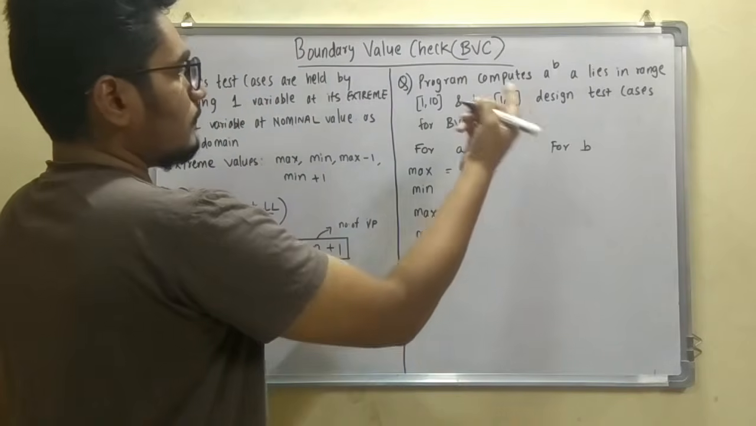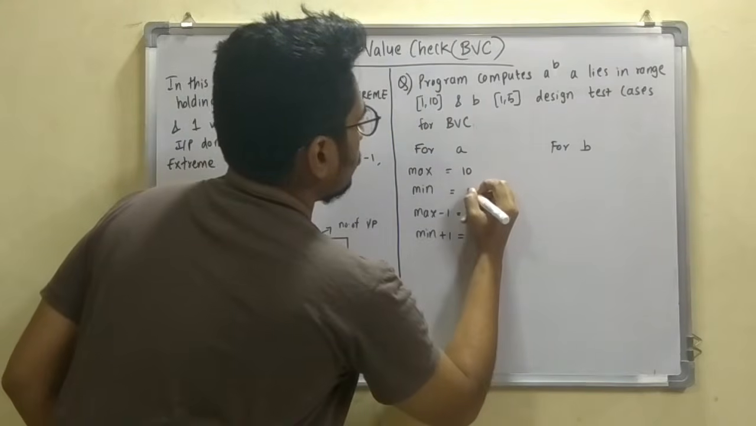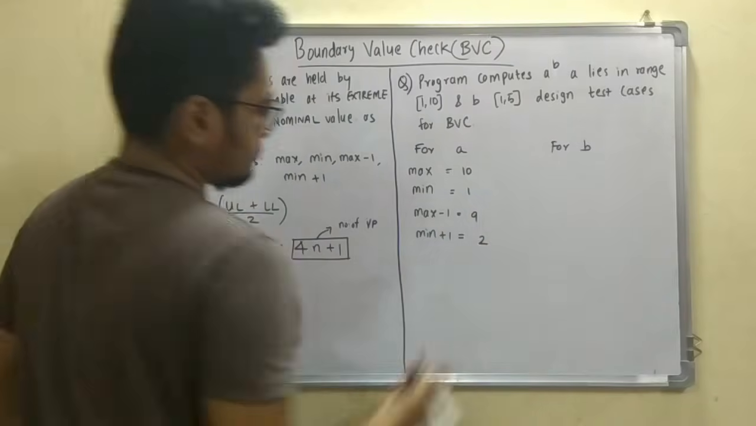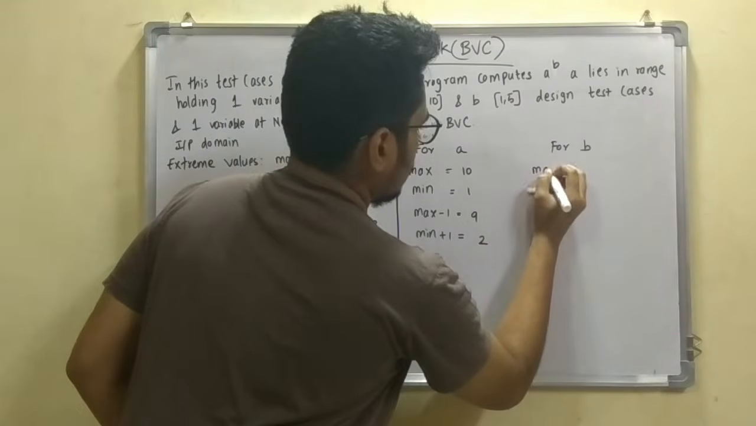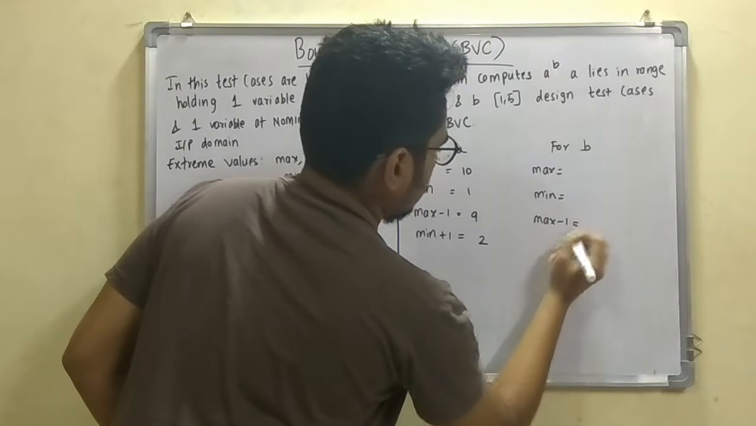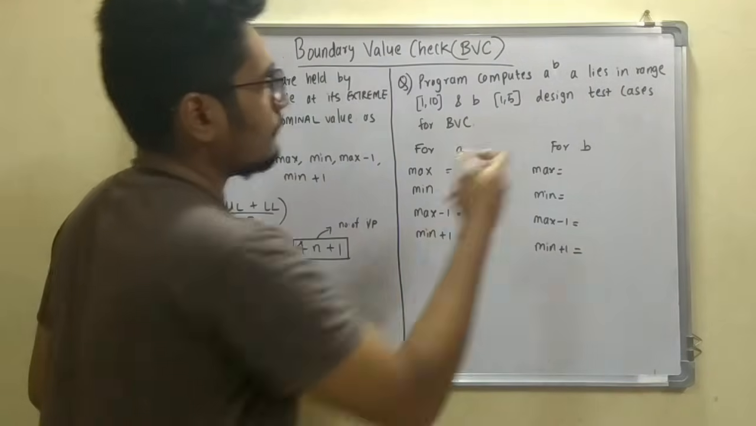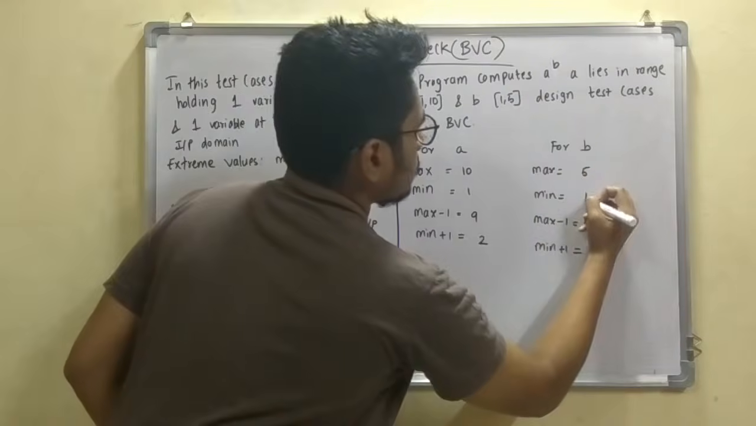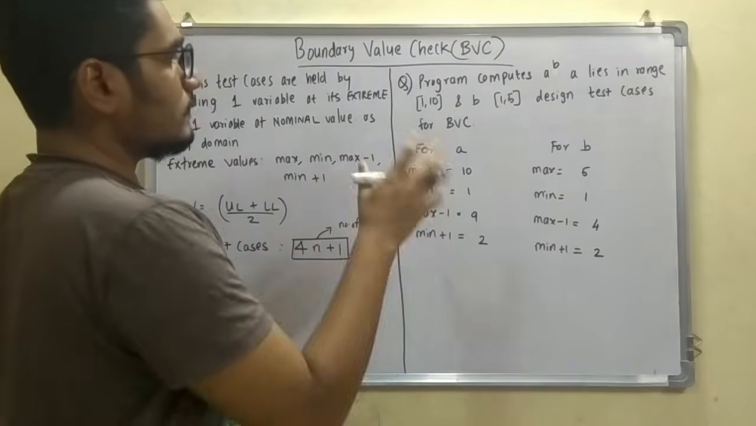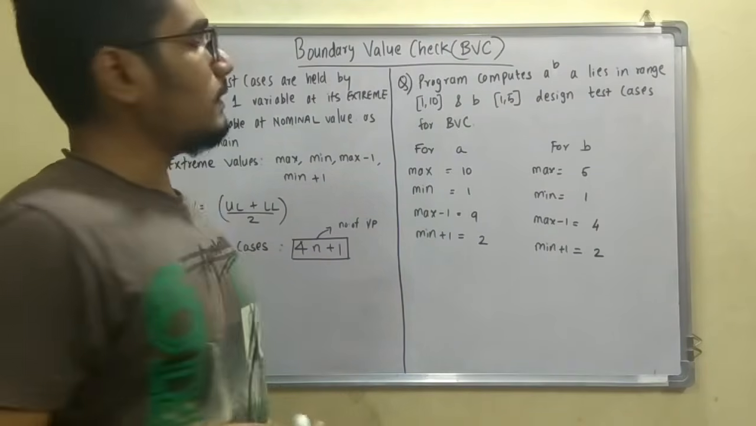And so first we have for A, A lies in the range 1 to 10. So 10 will be the max value, the min value will be 1. Max minus 1 is 9 and min plus 1 is 2. Similarly for B we have max, min, max minus 1 and min plus 1. For B the max is 5 and the min is 1, max minus 1 is 4 and min plus 1 is 2. So these are the values which we will require for designing the test cases table.